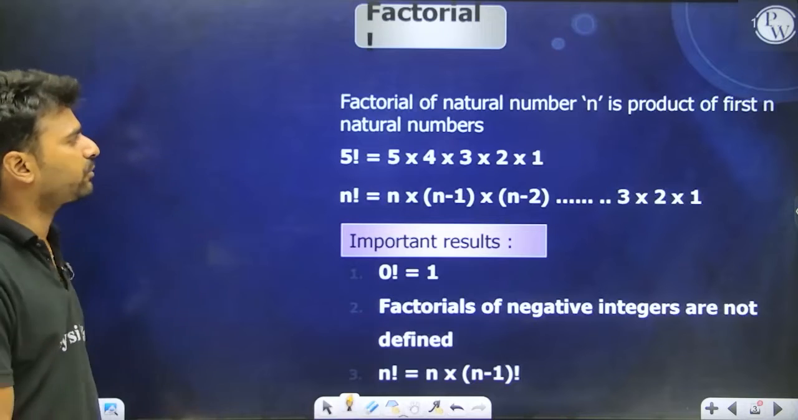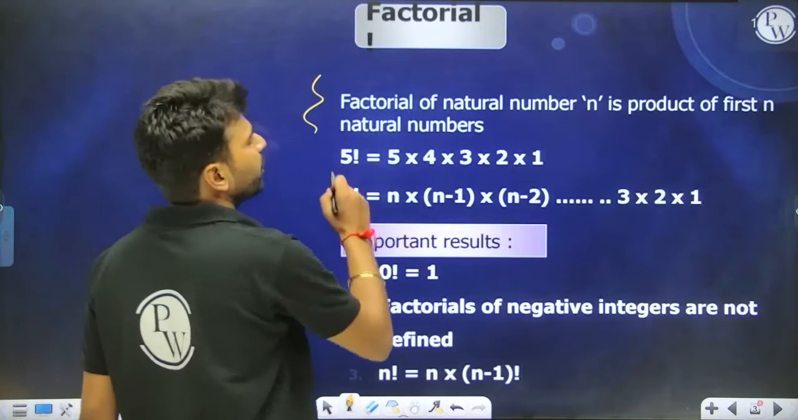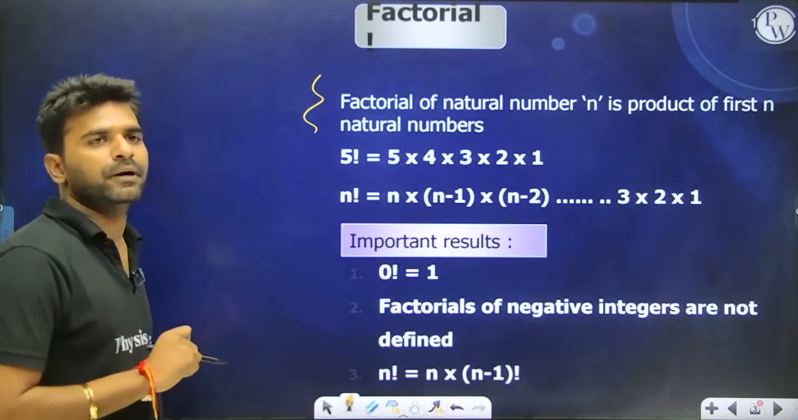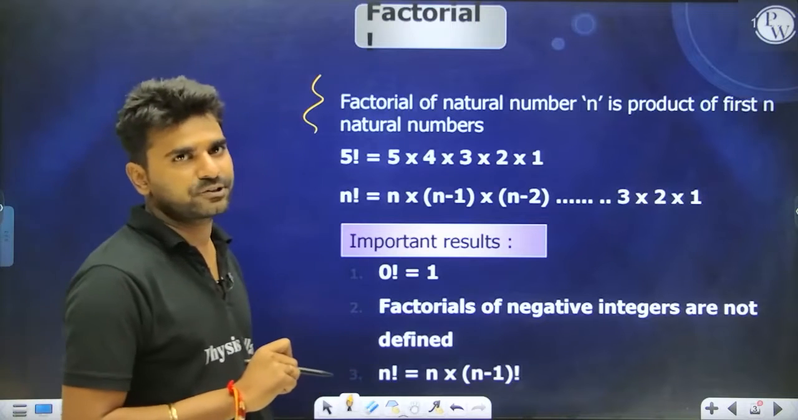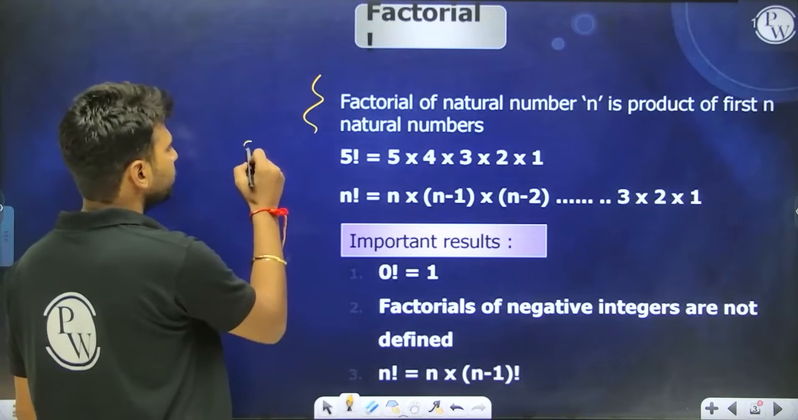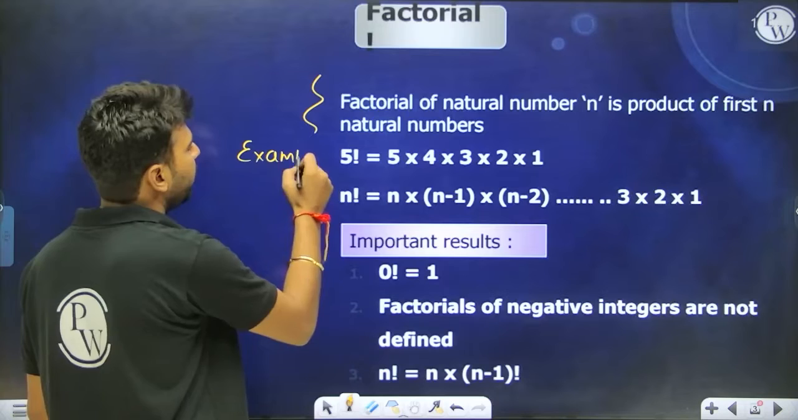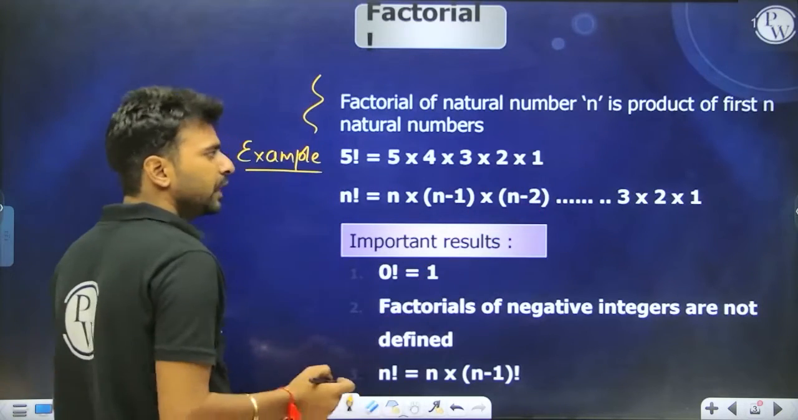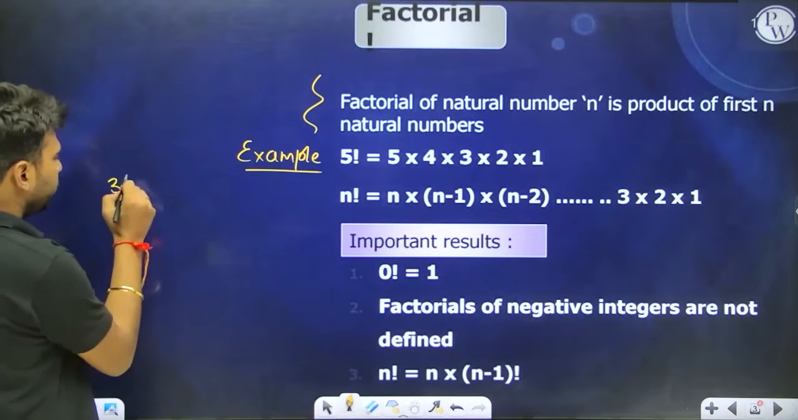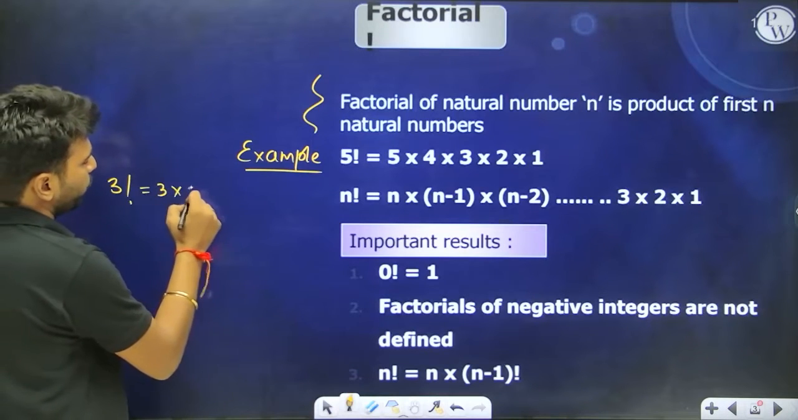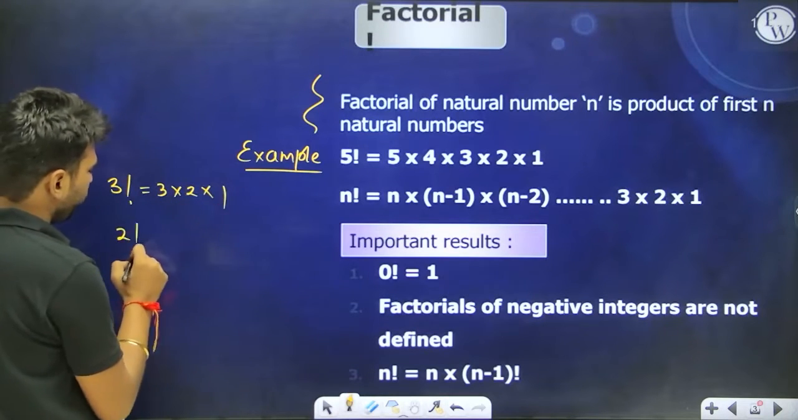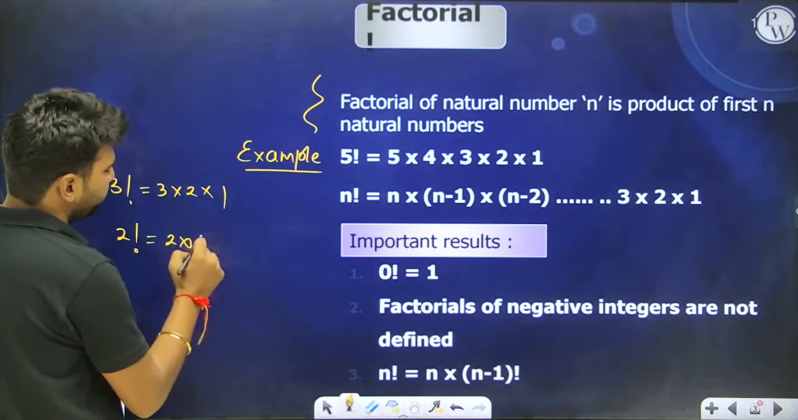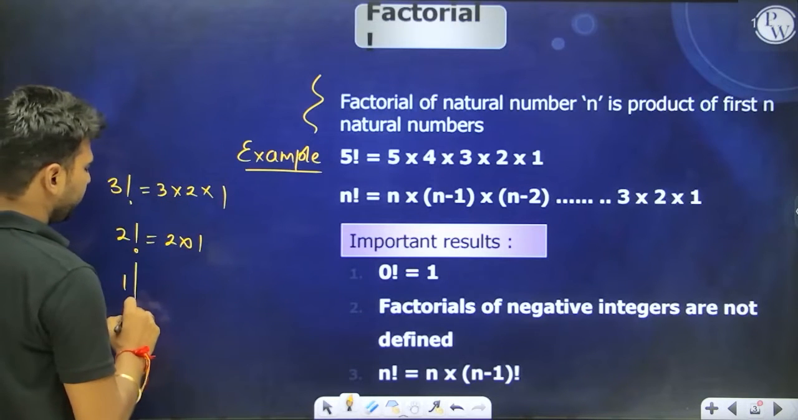First we're going to discuss factorial. Factorial of a natural number n is nothing but the product of the first n natural numbers. That means if I talk about 5 factorial, it is nothing but 5 into 4 into 3 into 2 into 1. Similarly, 3 factorial is 3 into 2 into 1. Similarly, 2 factorial is 2 into 1. And 1 factorial is nothing but 1.